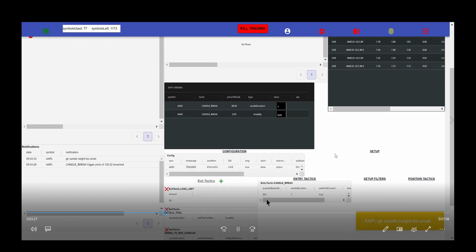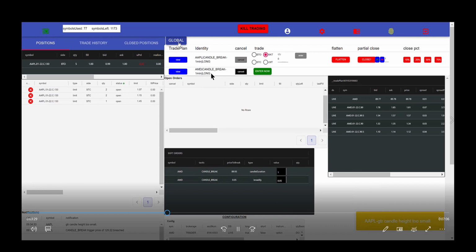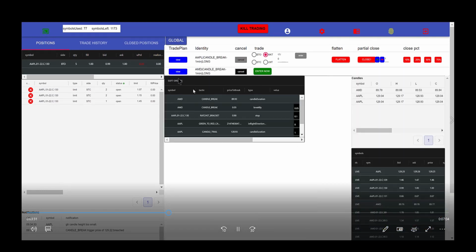He's changing the 500 to 300 on the AMD trade plan. Okay, so Apple is in. He got filled at exactly $1, and there's the unrealized P&L, the unrealized profit and loss. This is realized profit and loss. So you can see that the software automatically put some profit targets out there. So these are actual orders, and one of them just got filled.